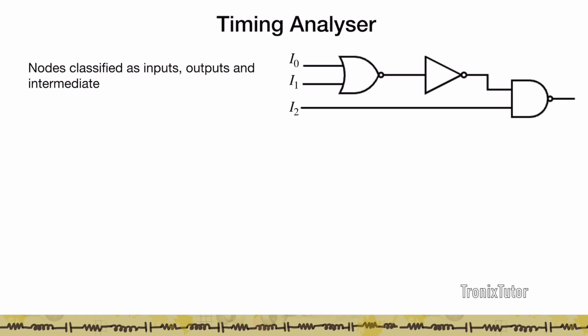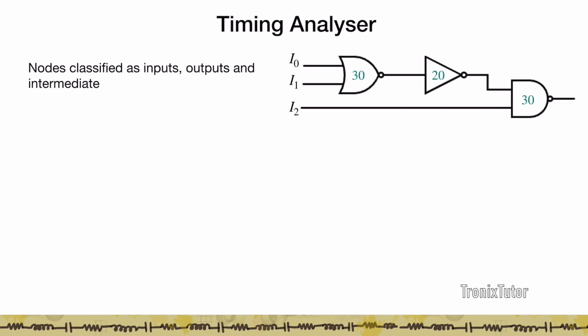Now let's look at something which is known as a timing analyzer. These are tools which are generally available during design, and these tools are used to check for timing violations. So remember, in any circuit, nodes can be classified either as input nodes, output nodes, or intermediate nodes.